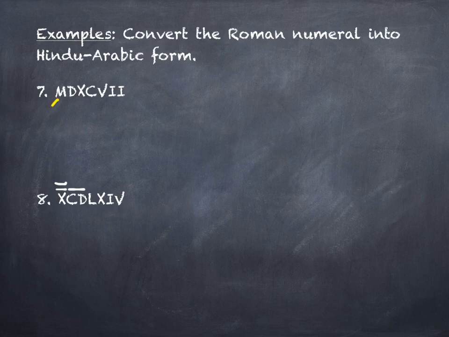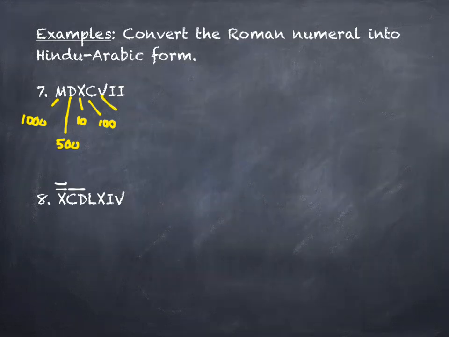Everybody has written down, or should have written down, what M is. What is the value for M? 1,000. What is the value for D? That's 500. What is the value for X? That's 10. And then C? That's 100. So this is the first time in this particular number where a smaller number came in front of a bigger one, right? Do you see that? That's important. That's a subtraction that we're going to have to deal with in a minute. And then the II is 2.